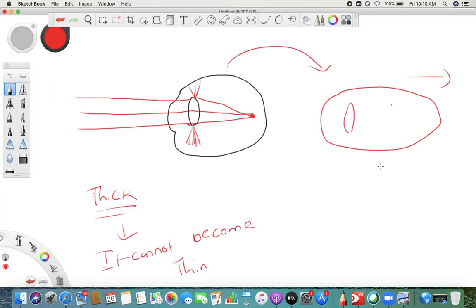So in order to correct this, which lens will you use? A concave lens. When you use a concave lens, the rays will now meet on the retina, and finally you can start looking at things very properly. So the person with a myopic eye uses a concave lens.